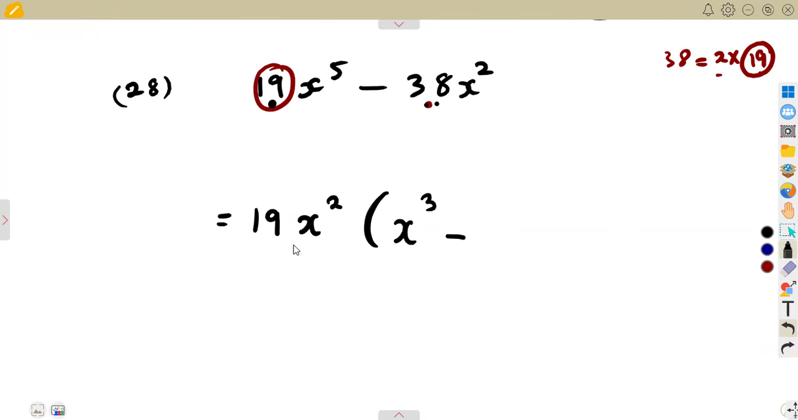Minus 38 divided by 19. Remember, 2 times 19 is 38, so 38 divided by 19 is 2. Then x squared and x squared will cancel. So that is the whole idea there.